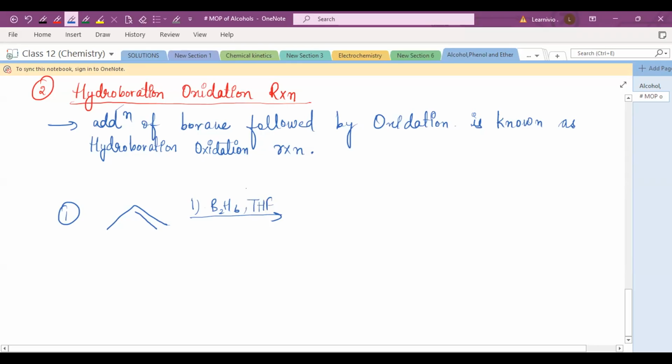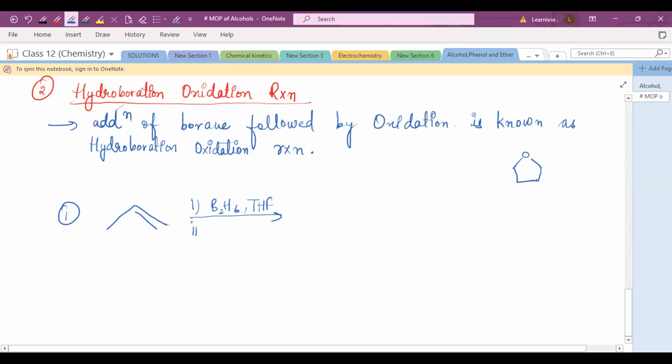THF is basically a solvent which is tetrahydrofuran. इसका structure कुछ ऐसा होता है. Tetrahydrofuran, right? It's a Lewis base which acts as a solvent and it forms a complex with a Lewis acid. THF complex बना लेता है B2H6 के साथ and वो complex alkene के साथ react करता है. That complex helps in the addition of borane to the alkene part. So this is tetrahydrofuran, THF.